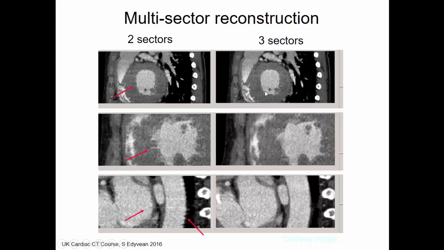I could actually show you an example where it went worse because of the instability of the heart rate. So it has to be used fairly carefully, but this example particularly shows an improvement when you've gone to this three-sector, where each sector is a much smaller space of time, so it's a much better temporal resolution.